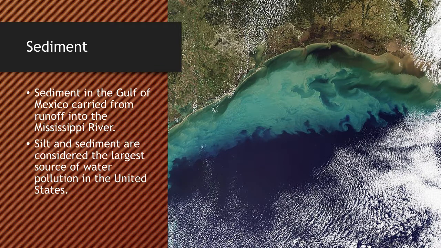Sediment is a natural and necessary part of river systems. Sediment fertilizes floodplains and creates fertile deltas, but human activities, chiefly farming and urbanization, greatly accelerate erosion and increase sediment loads in rivers. Silt and sediment are considered the largest sources of water pollution in the United States, being responsible for 40% of the impaired river miles in EPA water quality surveys.